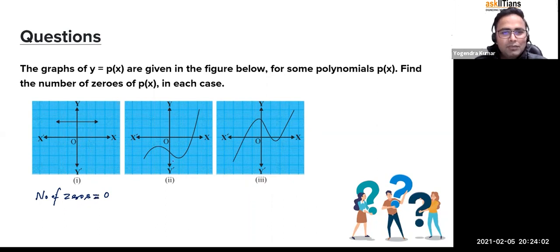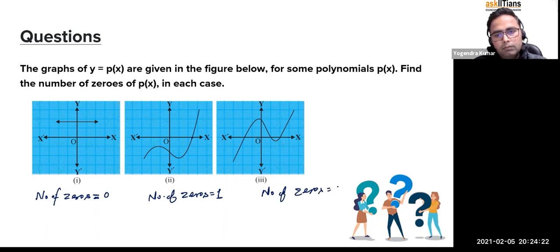Okay, number of zeros here. How many times is it cutting the x-axis? Once. So 1. Don't look at the shape. Here it is 1, right. Now here 3. I hope you got the idea.